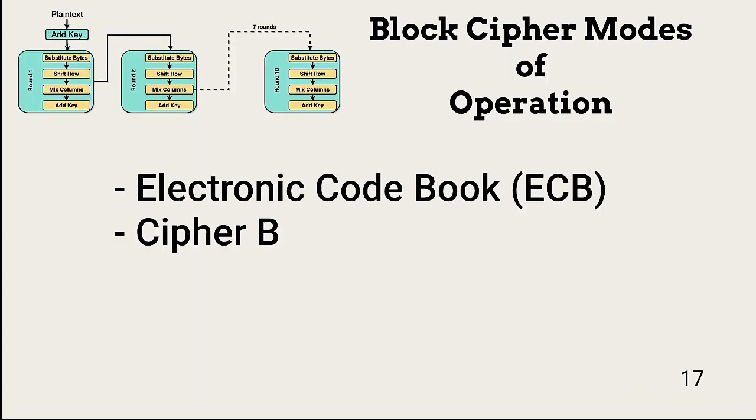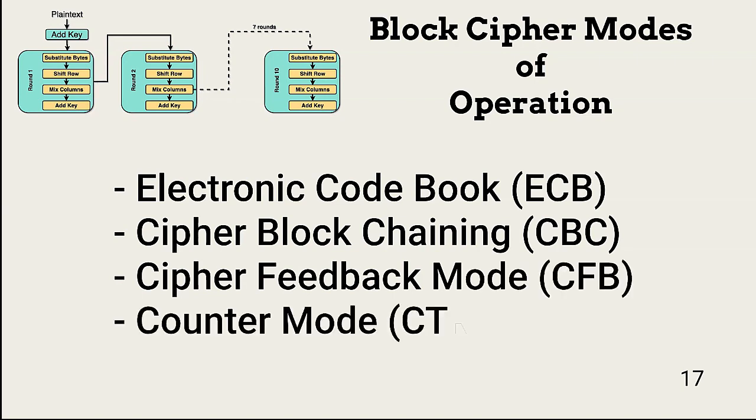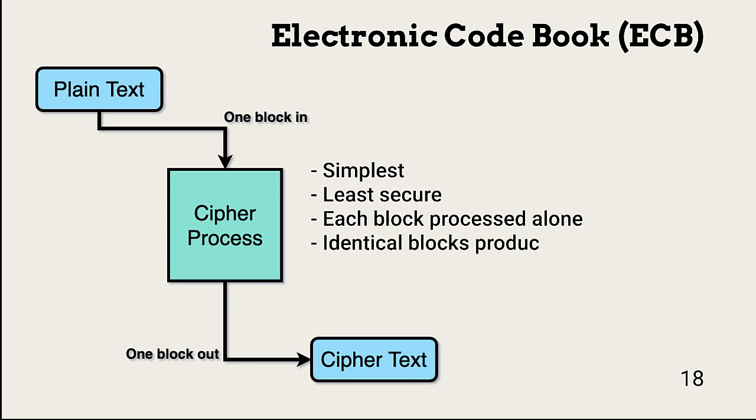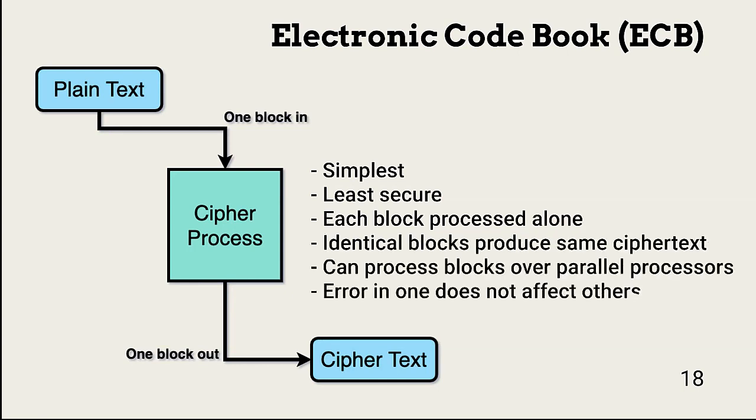There are 4 basic block cipher modes. Let's look at each. Electronic Codebook, or ECB, is the simplest mode, and it is the least secure. Each block of plaintext is processed individually. Because of the way each block is processed, blocks with identical data produce identical ciphertext. This reduces entropy. One advantage of ECB is the potential for multiple blocks to be processed across multiple processors. Another is the lack of propagation of input or cipher errors.